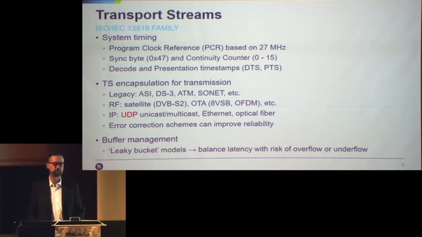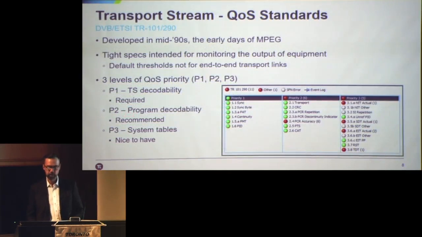MPEG uses a thing called the leaky bucket model for buffer management. You don't want it to fill or drain too fast or too slow. We had quality of service standards that emerged for that. DVB and ETSI created the TR101-290 spec back in the mid-90s, and it was meant to measure the output of equipment fundamentally, not over the end-to-end link, like over a satellite link or something. Because of that, the specs are tight, and as you see, it's a red light or a green light, go or no go, and it was never intended to be used for end-to-end transport links.